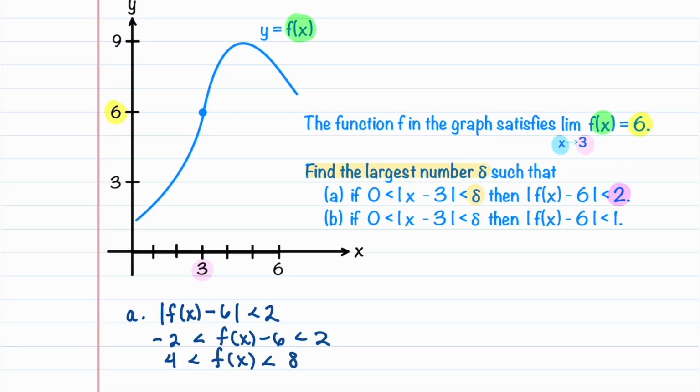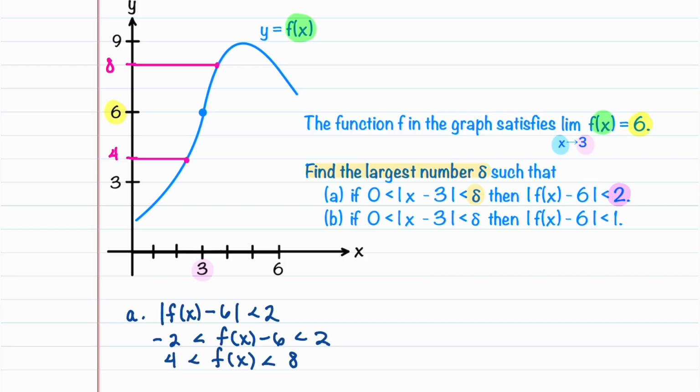f of x needs to be between 4, located here on our graph, and 8. We want to find delta so that f of x lies between 4 and 8. Let's go up to our graph and see where 4 and 8 lie on our function. We're going to go up to 8 and draw a straight line over to the graph and mark that point. And then we're going to do the same thing down here at 4 and mark this point.